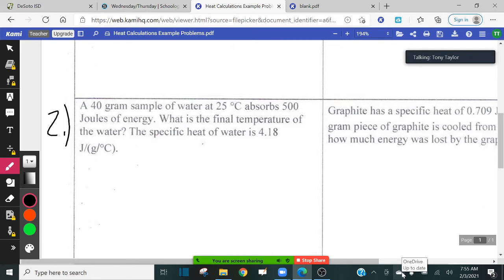Okay. So number 2 says a 40-gram sample of water at 25 degrees Celsius absorbs 500 joules of energy. What is the final temperature of the water? The specific heat of water is 4.18. Okay. So notice what we're solving for here. We're not solving for Q here. We're actually solving for final temperature.